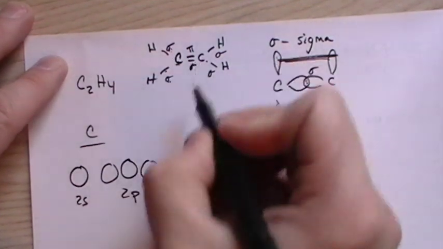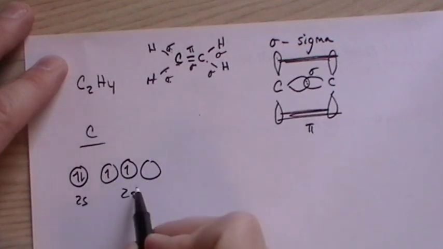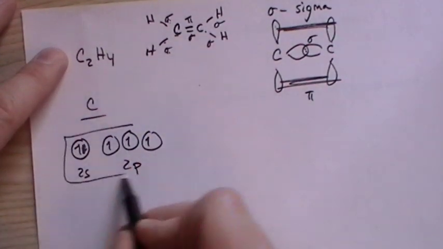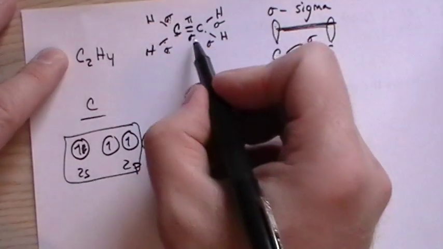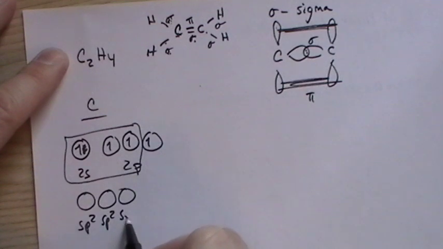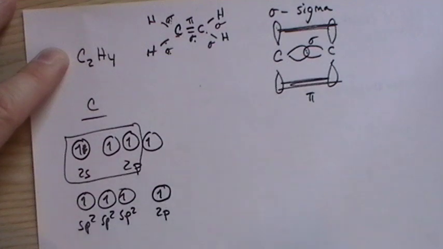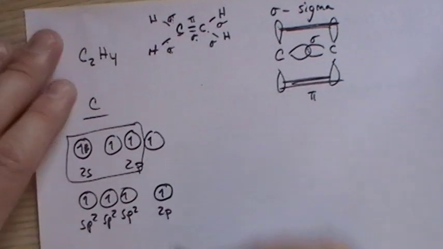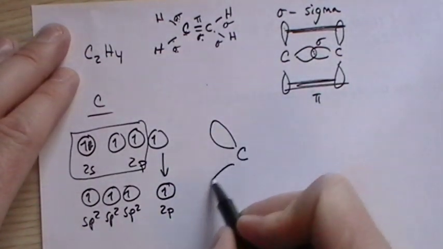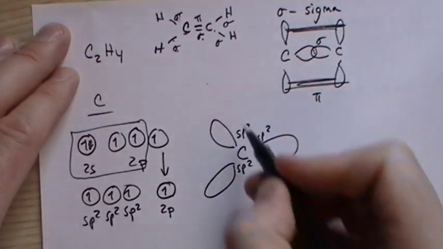So we need 4 bonds still. So we need 4 half-filled orbitals, but we need one p orbital that's left alone. So if we promote the electrons, now we have everything we need. We have 3 orbitals that will be involved in the hybridization, so these become sp2s. And then we have one 2p orbital that's left alone. That's just brought right down, but it's still involved in bonding. So this is new. So we have an sp2, an sp2, and an sp2.